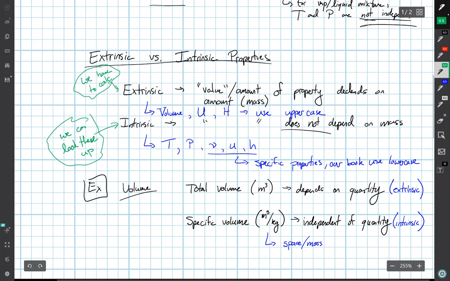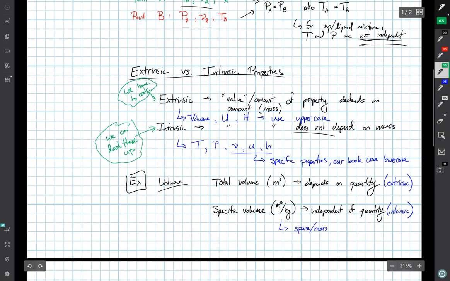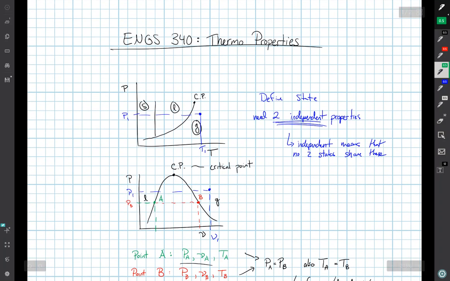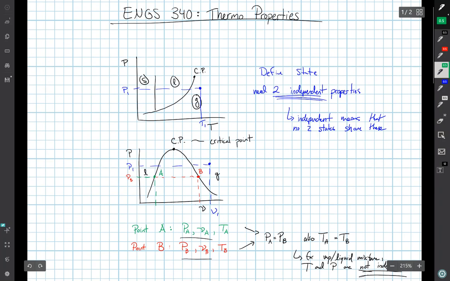So hopefully that gives you a little sense of some of the key aspects of properties, right? If we want to find all of the properties for a given substance, we need to know at least two independent properties to define that state. So something like temperature and pressure, although that doesn't work for a vapor-liquid mixture, we would need, say, pressure and specific volume, or temperature and specific volume, or temperature and enthalpy. There are a lot of different pairs that we'll talk about in this class, but we need two independent ones.